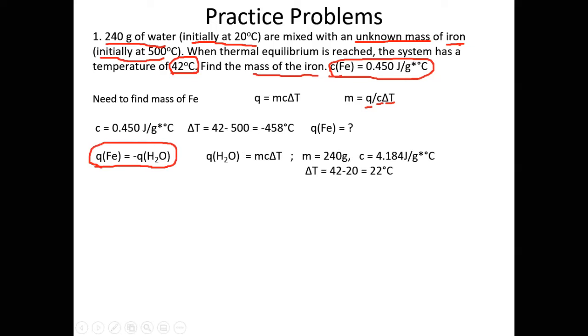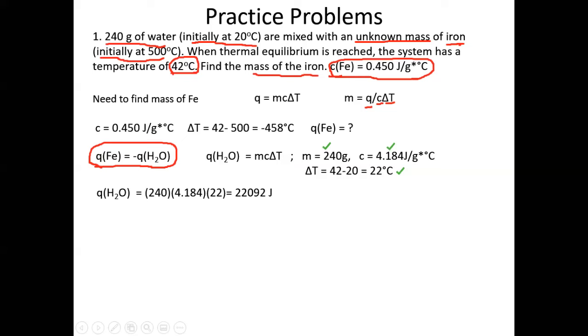So for water, we know the mass of water, we know its specific heat, and we know its delta T. We can calculate the heat absorbed by the water. So about 22,092 joules. Now, if you're a little bit off from what I get, it's fine. I'm not a big stickler for rounding. If you got 22,093, 22,091, 22,090, that's fine, no problem.